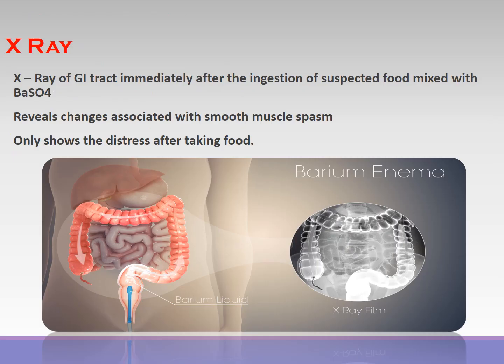Comes X-ray, which is a normal X-ray done immediately after the ingestion of suspected food mixed with barium sulfate given to the patient, and then the X-ray of the GI tract is taken. This reveals the changes associated with the smooth muscle in the GI tract, which confirms the allergy in the patient, but it is again dangerous, and it may show the distress only after taking the food, which ends up causing danger to the patient.